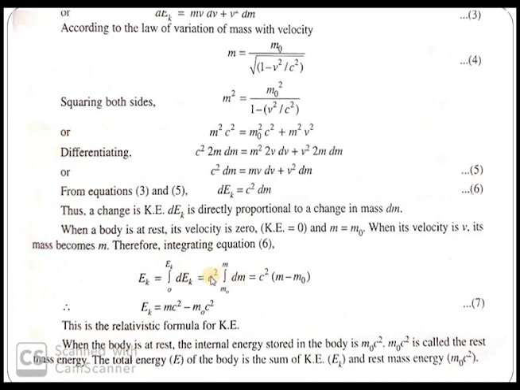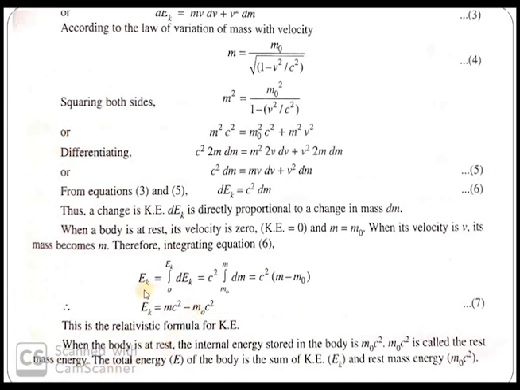That is equal to c square times the integral from m0 to m of dm. That is c square into m minus m0, and Ek is equal to mc square minus m0 c square. The change in kinetic energy of the body is mc square minus m0 c square. This is the relativistic formula for kinetic energy.